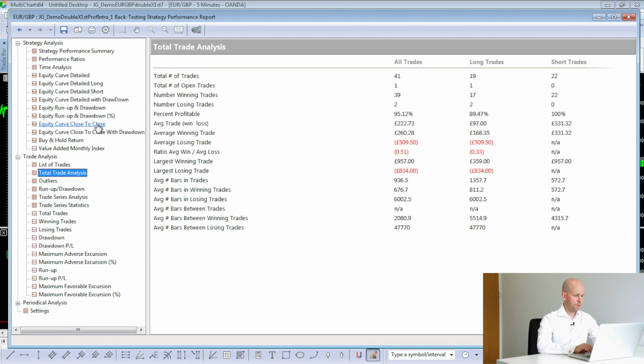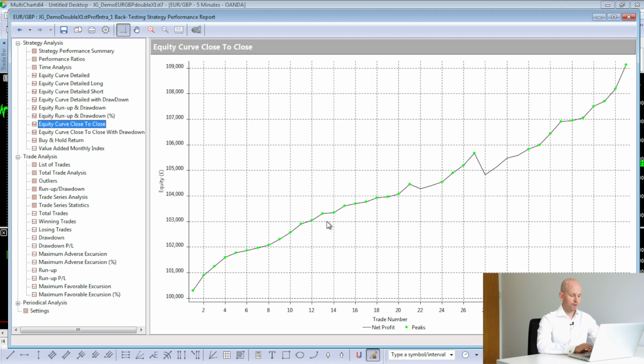And if we look at the equity curve close to close, this is after each trade is closed out, we can see this trade here was obviously a losing trade. This trade here was a losing trade. Every other trade was actually a winning trade.